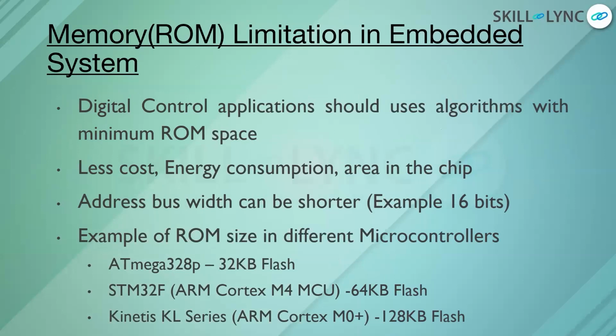And coming to the ROM, so it's like RAM and hard disk. Here we have RAM and ROM. So ROM would ideally be a kind of flash memory. So ATmega328P has 32 KB of flash, and STM32F has got 64 KB of flash, and Kinetis KL series has got 128 KB of flash.